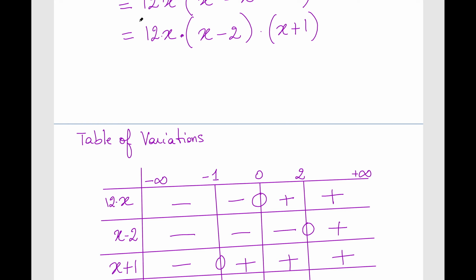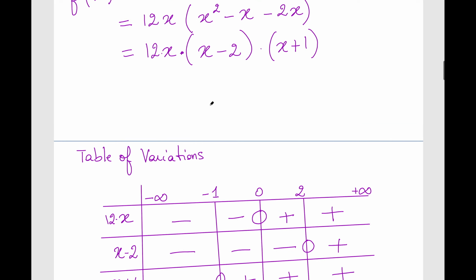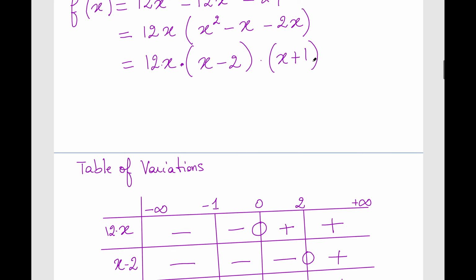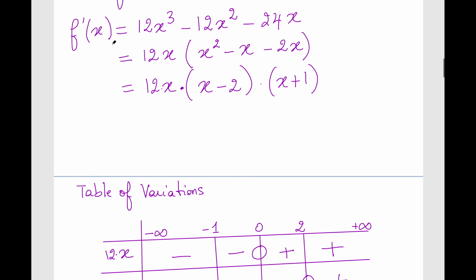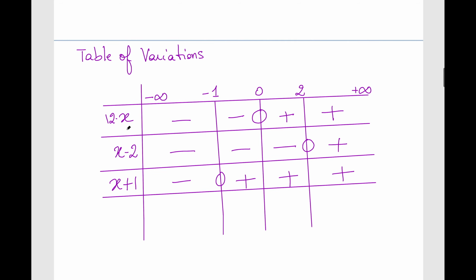So I'm counting this as one factor, 12x, and the sign of 12x is the same as the sign of x, right? So the first row doesn't change. Now this product is f prime, right? So I'm going to now find information about f prime. I'm going to have a row for that thing that I want to know about. And as we said, f prime is the product of all these, right?